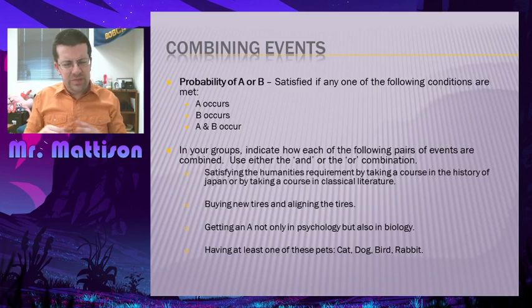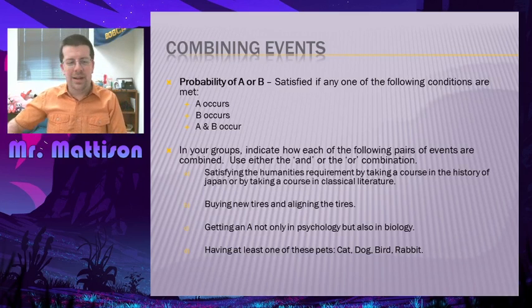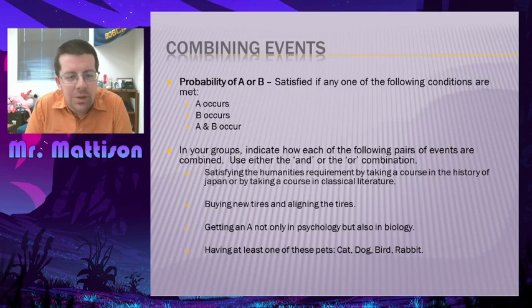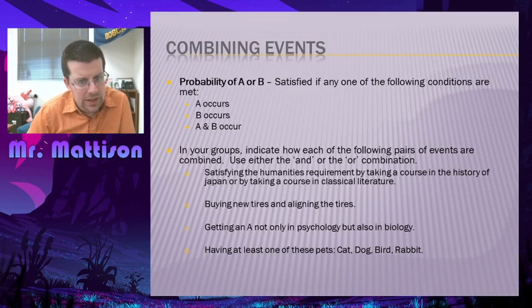So let's try and deduce which of these situations is an and, which of these is an or. Go ahead and pause and read through the bottom half and determine, hey, is it talking about an and occurrence or an or occurrence? All right, so satisfying the humanities requirement by taking a course in history of Japan or by taking a course in classical lit. The word or is in there. It's pretty obviously an or condition there.